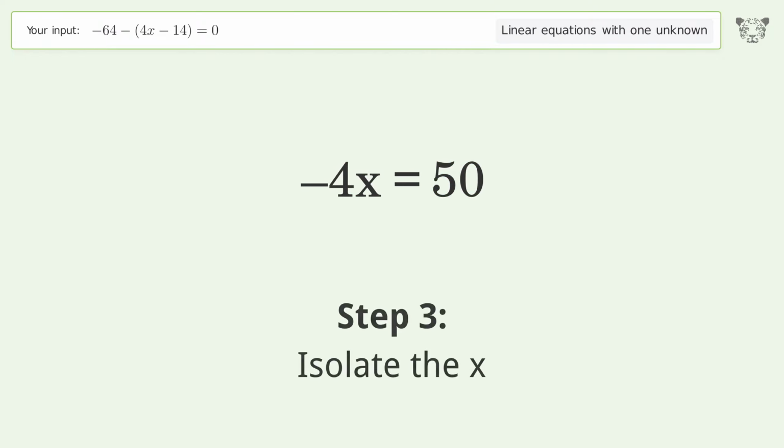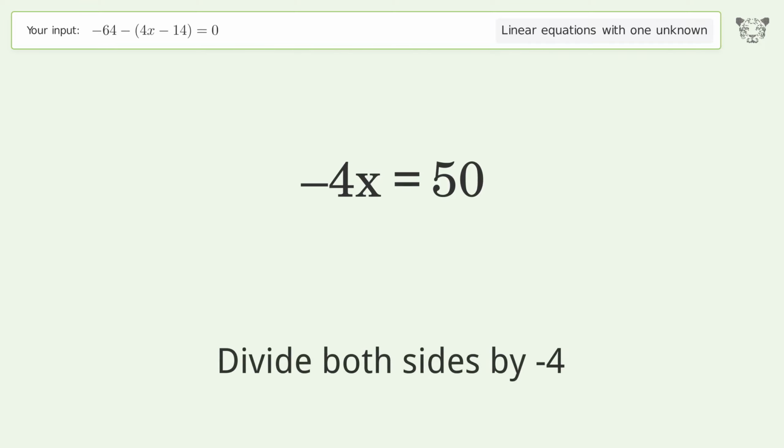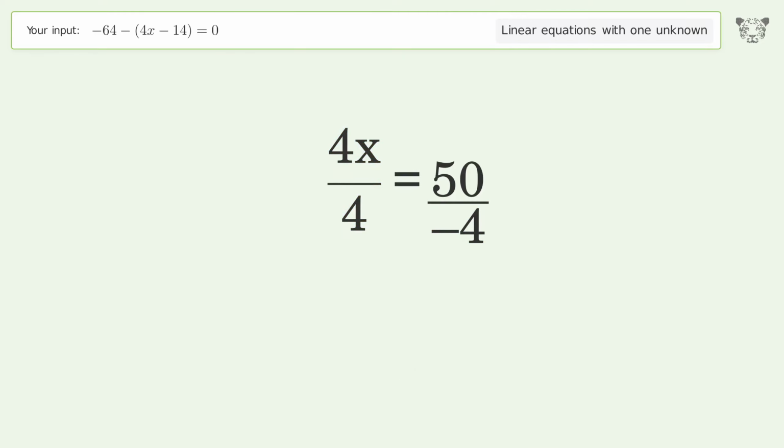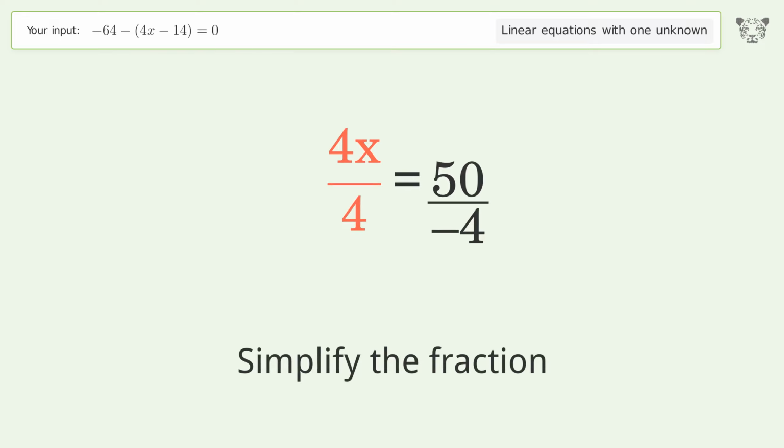Isolate the x. Divide both sides by -4. Cancel out the negatives. Simplify the fraction.